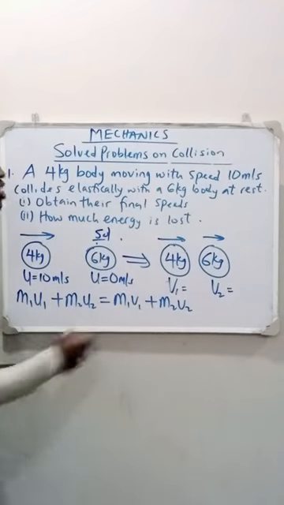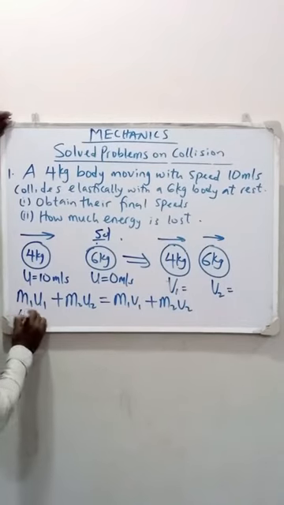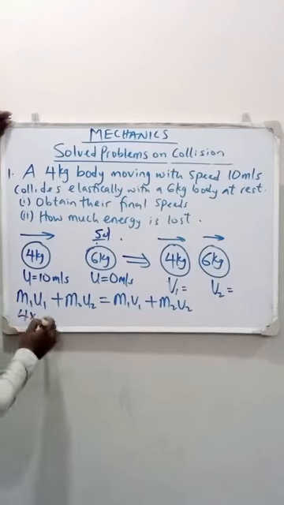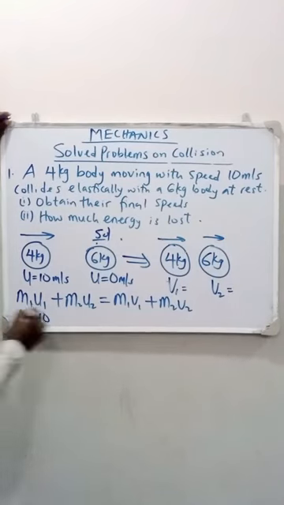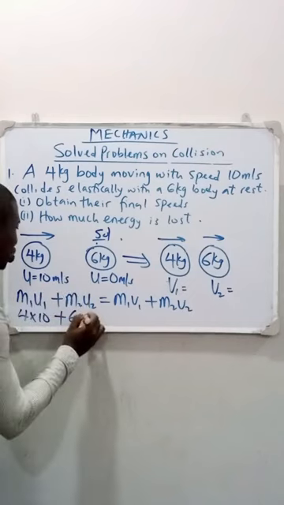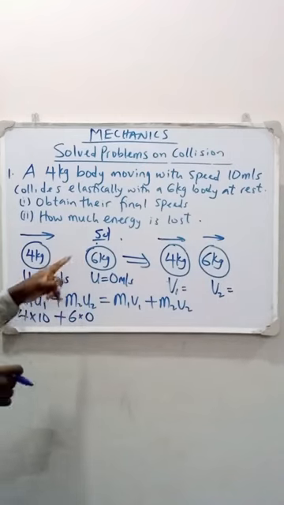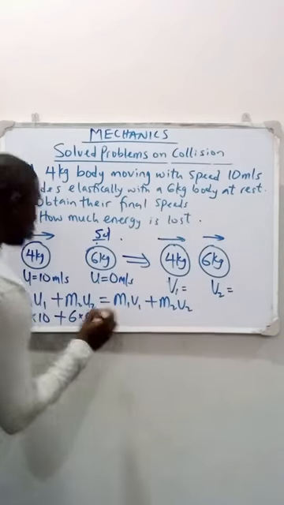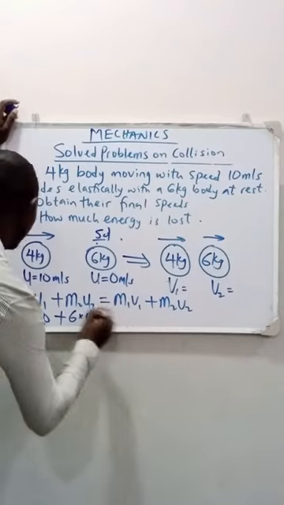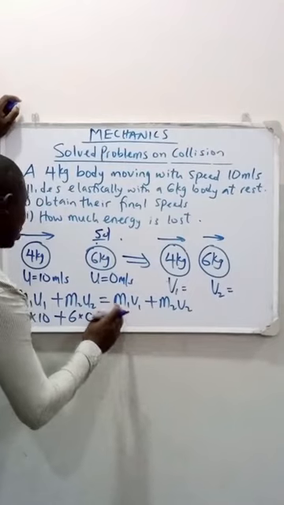I don't know their final speeds. If that is the case, the first mass is 4 kg, so I'm having 4 times the first velocity, which is 10. 4 times 10 plus the second mass, 6 kg, multiplied by its own velocity, which is 0, because it's at rest. Here, don't forget the masses remain the same both before and after the collision, so there is no change in mass.